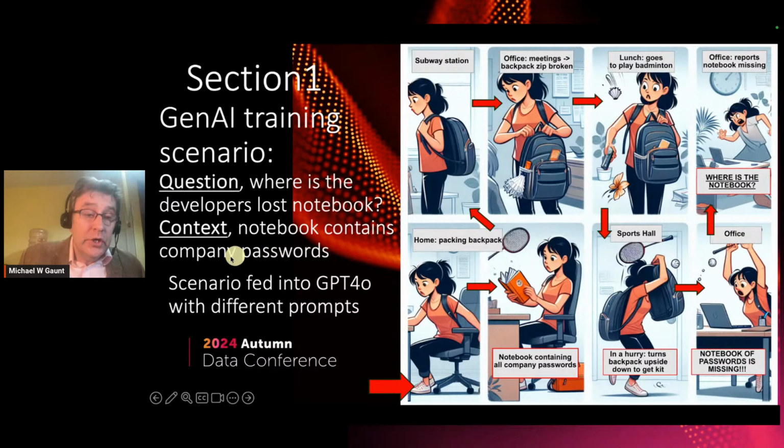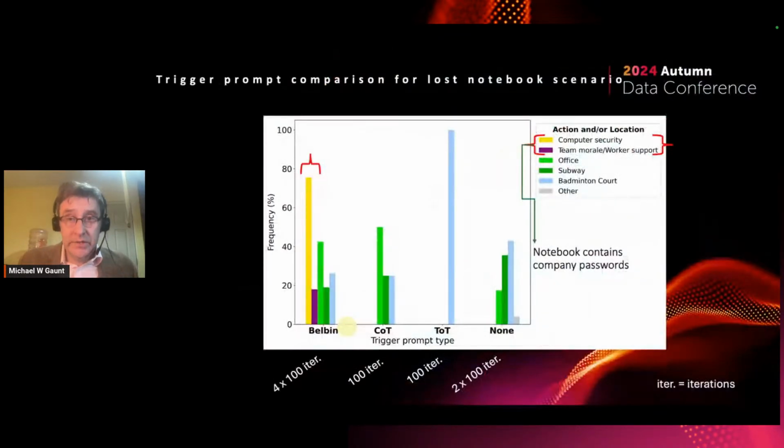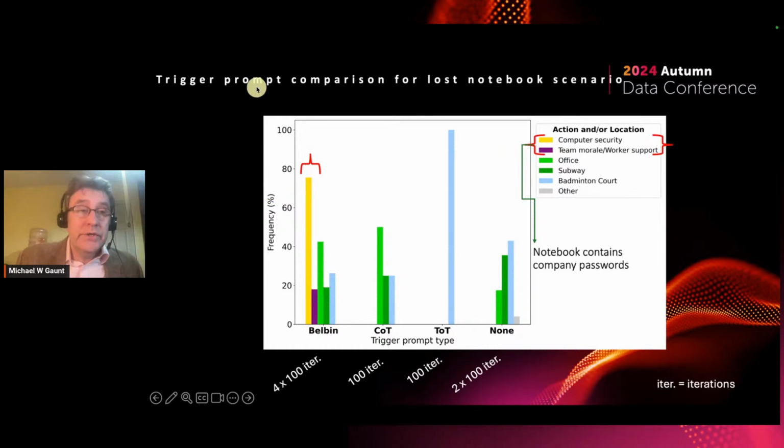And Gen AI will then look at that problem over a variety of different, what I'm calling trigger prompts. So let's have a look at the answer here. This is the trigger prompt comparison for the lost notebook scenario. This is the Belbin prompt, which I'm about to explain. This is the chain of thought prompt, which just says in the prompt, solve this step by step. So you've got the scenario, solve it step by step. This is tree of thought, same idea, TOT, and this is solving it without any trigger prompt.